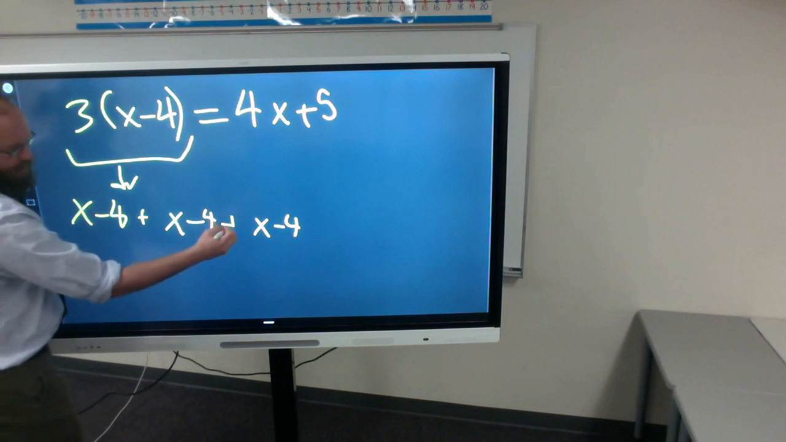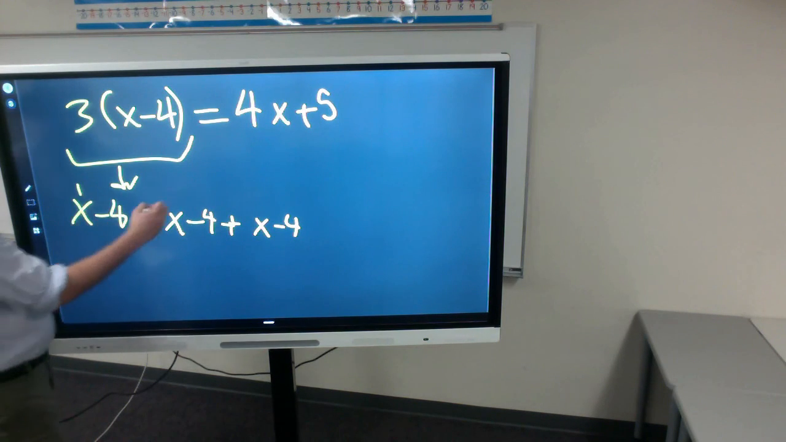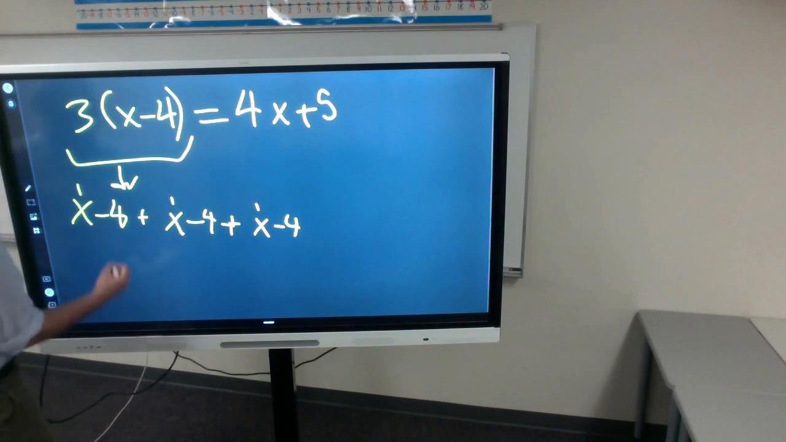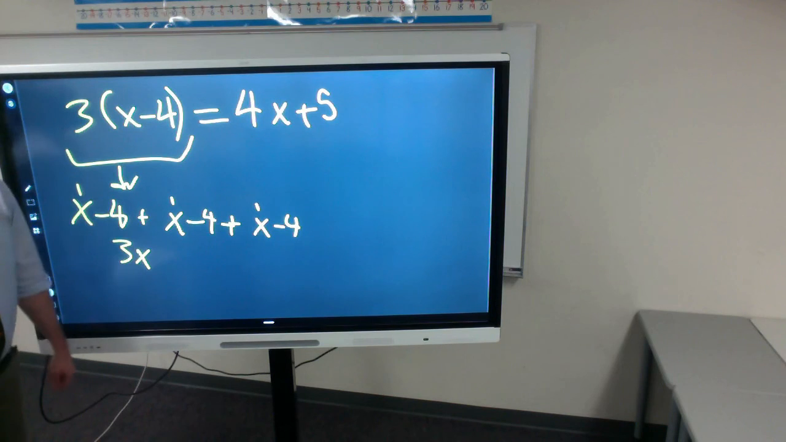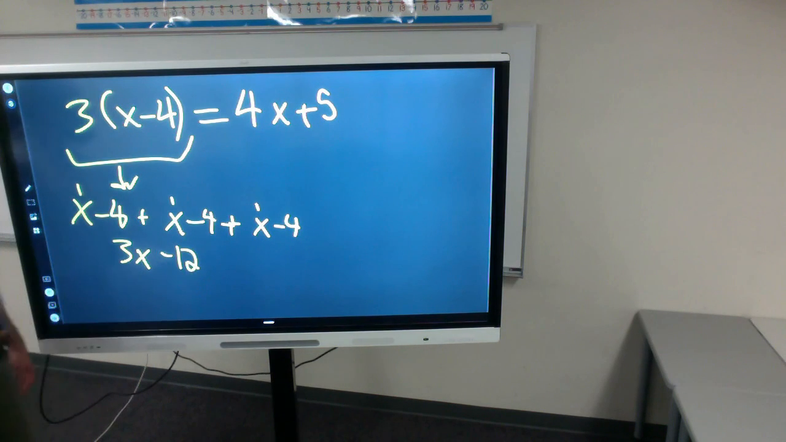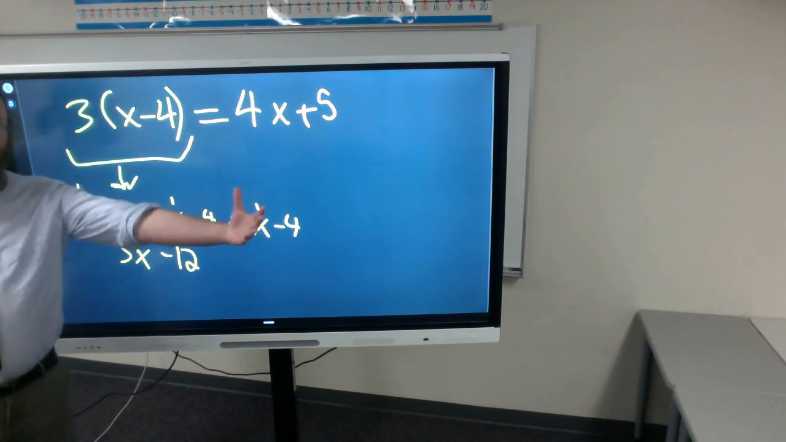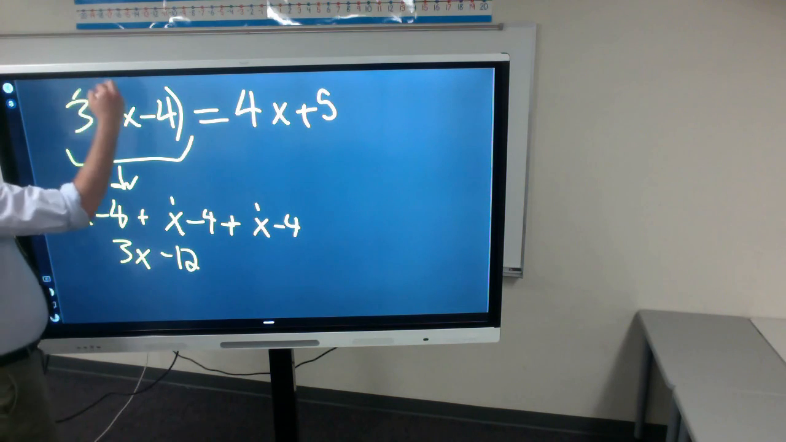Because that's how that works. If you have 3 groups, you're going to add them together. And when we do that, we see we have 1, 2, 3 x's, so that'd be 3x, and we have 1, 2, 3 -4s. 3 times -4 would be -12. So an easier way to do that than expanding it all the way out and then multiplying it would be to just distribute this 3 to both terms.